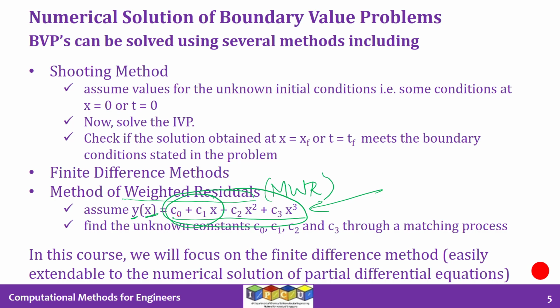So you assume some form, and that form has these unknown constants or parameters C0, C1, C2 and C3. You will determine the values for C0, C1, C2 and C3 through a matching process. So there is something called the collocation method. You will have something called collocation points at which you will force the assumed solution to match exactly with the ordinary differential equation. And via that process, you would be able to determine these constants. So that is what the method of weighted residuals is. If anybody wants to learn more about it, I'm happy to talk to you separately about it, or I can guide you to some resources.